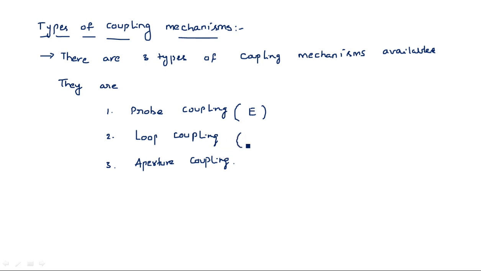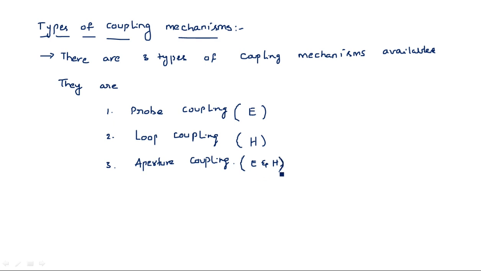In the loop coupling, loop is related to the magnetic field. When a coil is made in a loop shape and power is transferred along the loop, the coil releases magnetic flux, that is, a magnetic field is generated, and in this way the magnetic coupling can be done using this loop. So that's why H coupling, only the magnetic field, can be coupled using loop coupling. And in aperture coupling, the entire electromagnetic energy can be transferred from one waveguide to another waveguide. So both E and H can be coupled in aperture coupling.